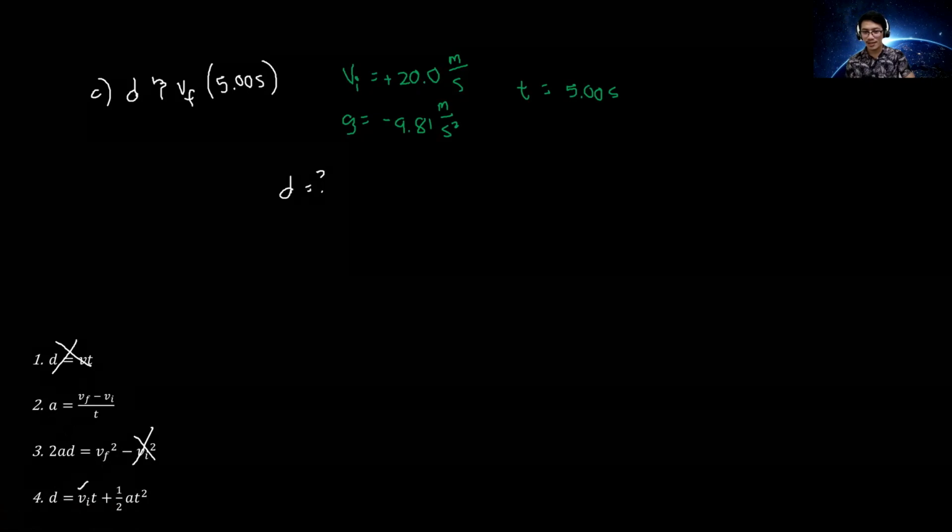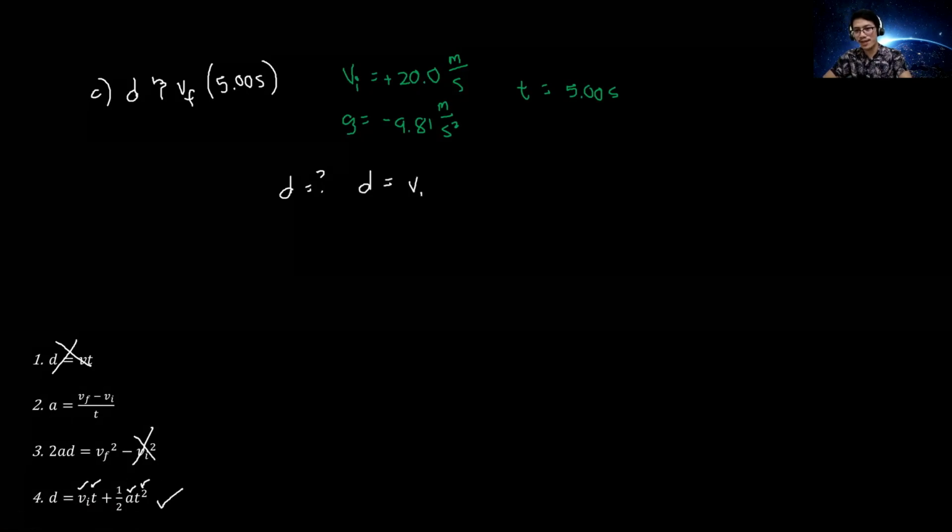Check natin. Do we have initial velocity? Check. Do we have time? Check. Do we have acceleration? Check. So use equation 4. Okay? So D is equal to VIT plus 1/2 AT squared.